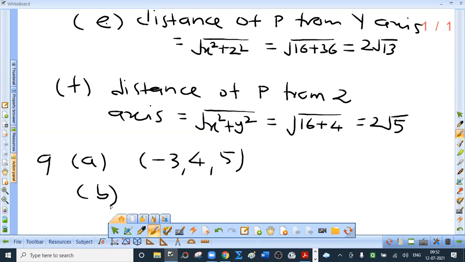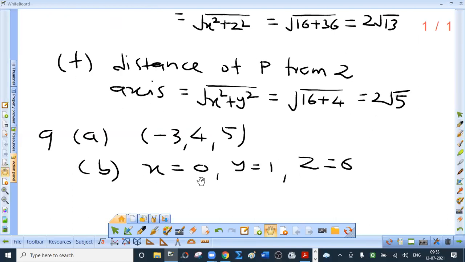Now, next part, we begin with let coordinates of the point be x, y, z. Now, point is located in yz plane. So x coordinate is 0. Now, the point is 1 unit to the right of xz plane. So, y equal to 1. And 6 units above xy plane and not below, above xy plane. So, z equal to 6. So, what is the point? Therefore, point has coordinates 0, 1, 6.